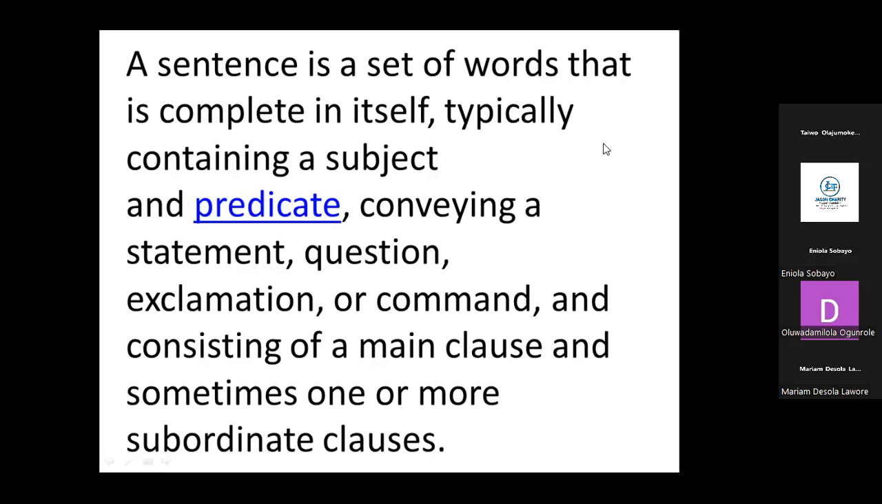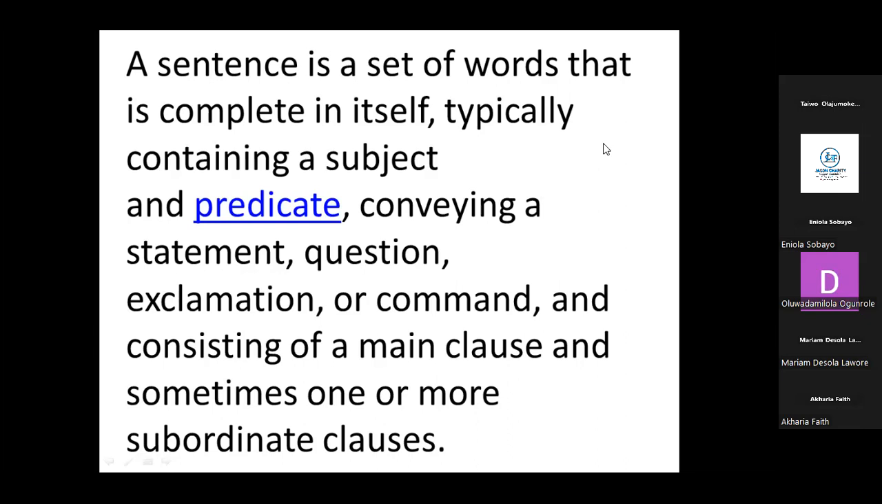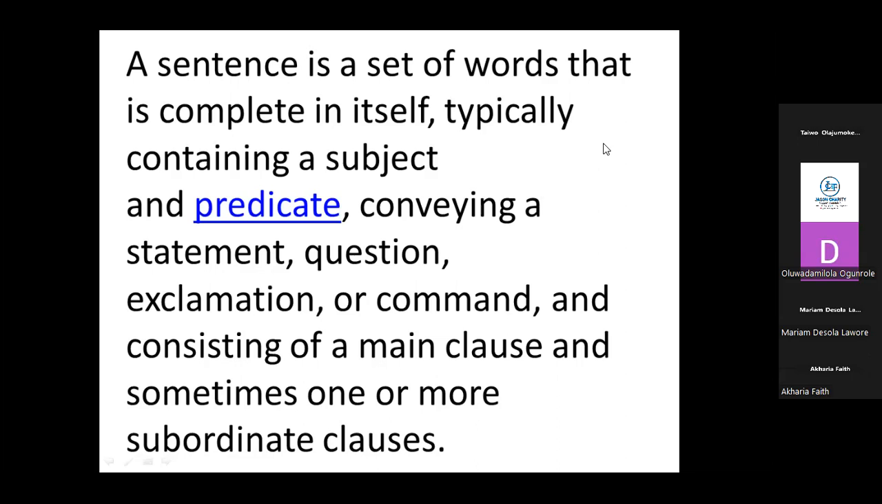It could mean a question. A sentence can also be a question. It could be an exclamation, that is something that you express for emotional responses, or a command, or something that you call an imperative statement. So don't forget that a sentence can be a statement, a question, an exclamatory statement, or a command. And it consists of a main clause, and sometimes you may have one or more subordinate clauses in it.